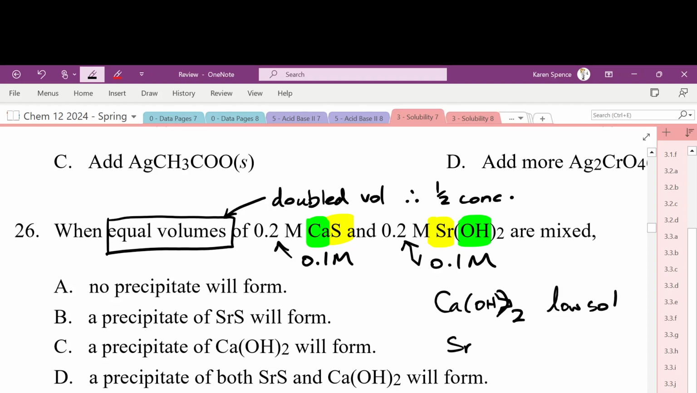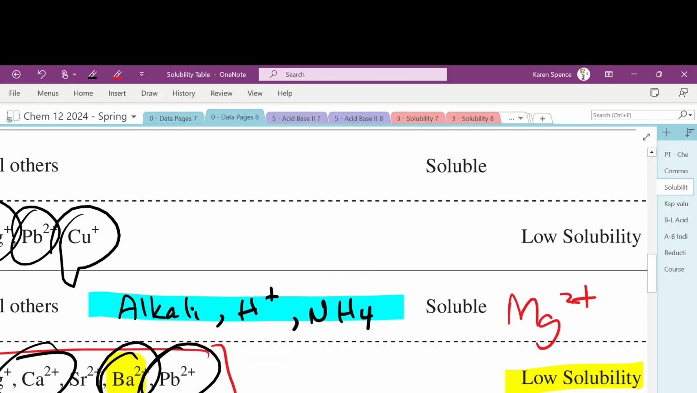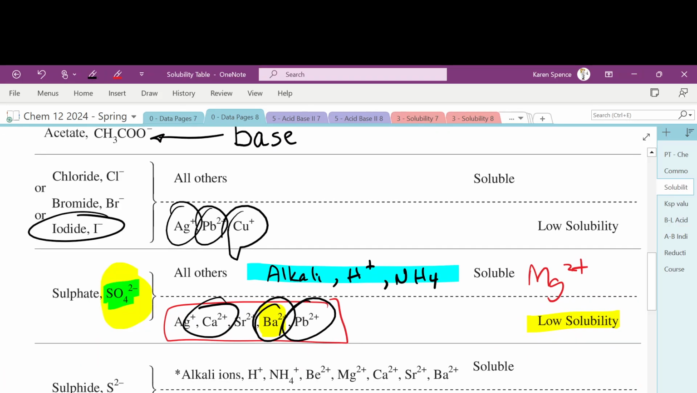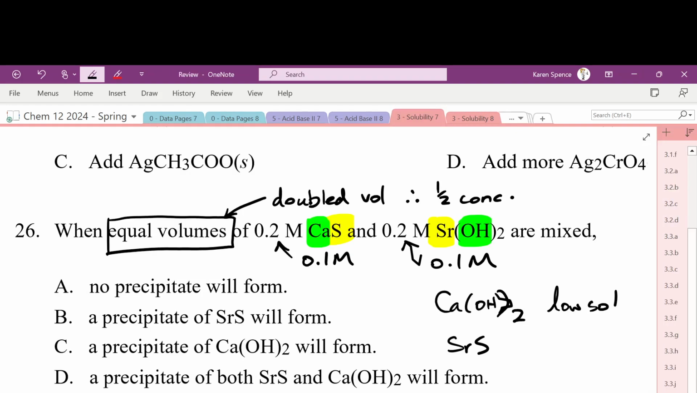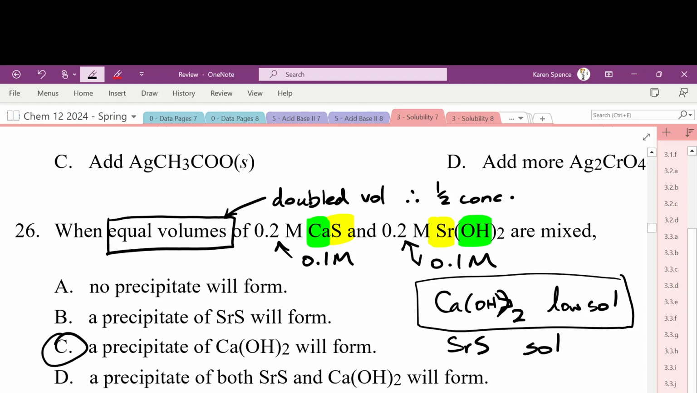And strontium sulfide, I don't know off the top of my head, so let's go look it up. Strontium sulfide is soluble. So we would get a precipitate of calcium hydroxide. Is that good? Yes. 11. Okay.